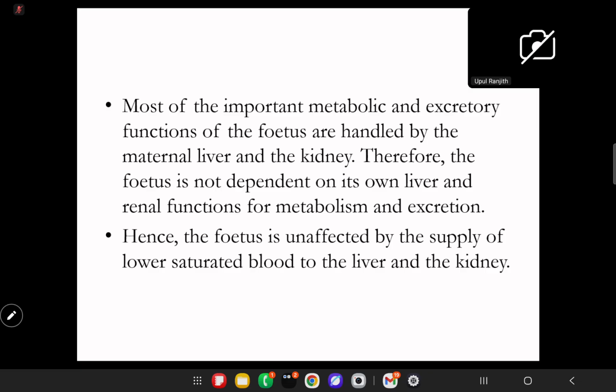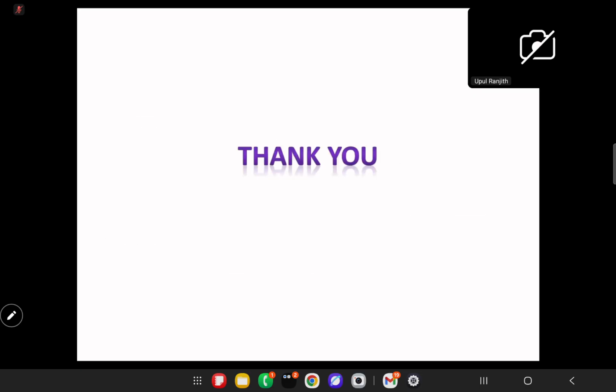So the fetus is not dependent on its own liver and renal function for metabolism and excretion. That part will be handled by the maternal liver and the kidney. Therefore, the fetus is unaffected by the supply of lower saturated blood to the liver and kidney, because the heart and the brain will get the better oxygenated blood. That is how the fetus can survive. Those are the adaptations for the lower saturated blood supplied to the fetus. Any questions?